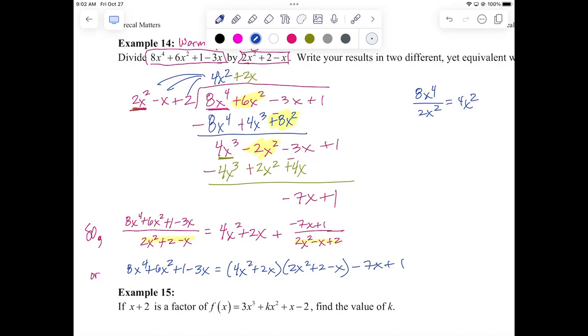Yeah, either way is fine. I like the top version better. The bottom was an easier one to verify. If you want, in the bottom you actually can FOIL or expand these two things out. You can multiply them together, combine like terms, and then add 7x plus 1, and you'll see that you get the original. Okay?